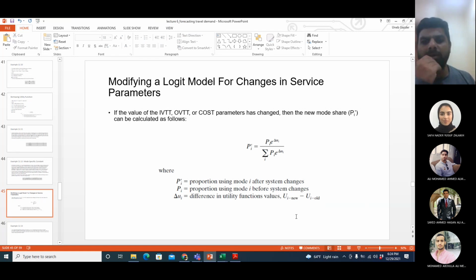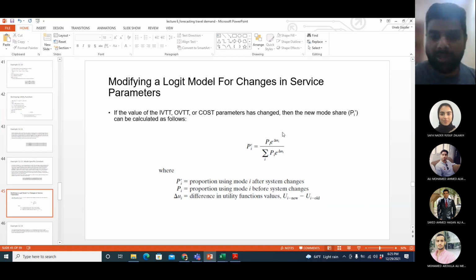So for example, one of the parameters has changed. You had a utility function. Using that utility function, you calculated the probability of mode I. Now let's say the bus service has increased their speed, so their in-vehicle travel time is now less. So what will be the new utility of the bus service?